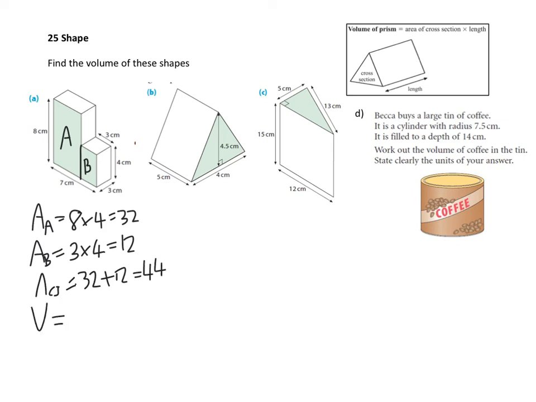So the volume is the area of the cross section, 44, times by its length, which is 3. You can see how far back it goes there. And that gives you 132 centimeters cubed.